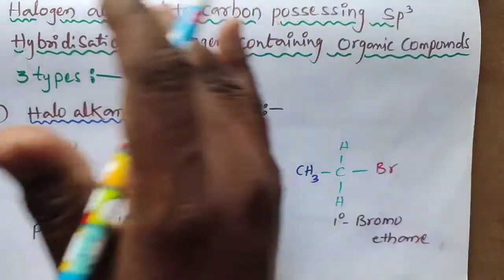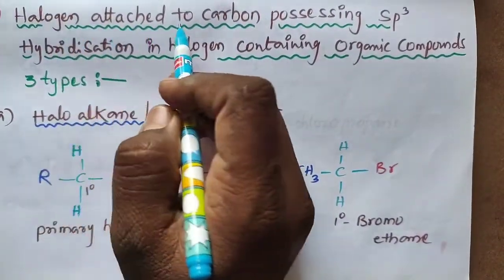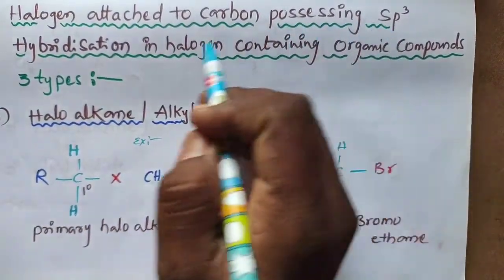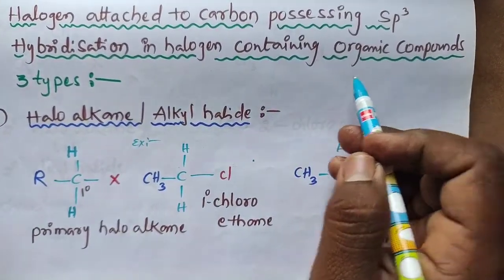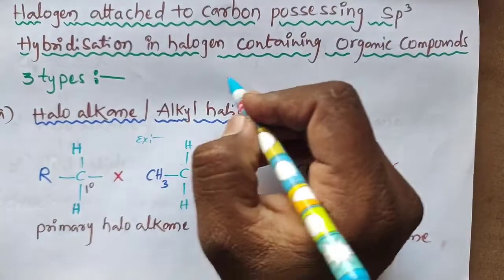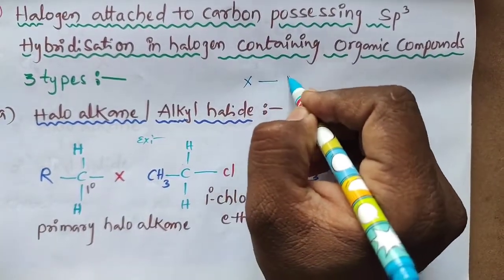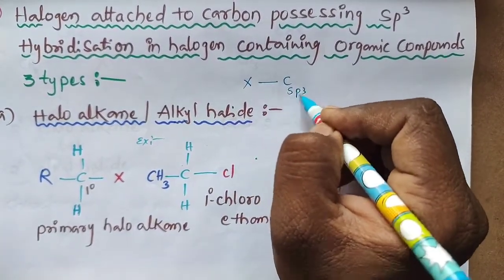Next is the classification by halogen attached to the carbon possessing sp3 hybridization in halogen-containing organic compounds. That means the halogen is bonded to an sp3 carbon.